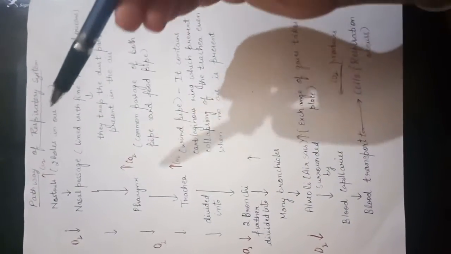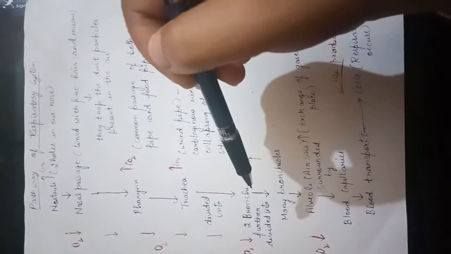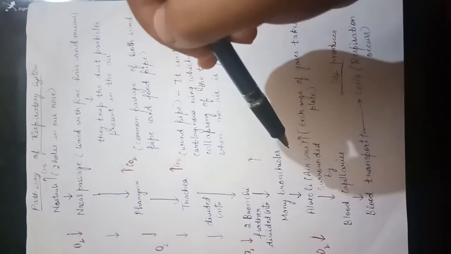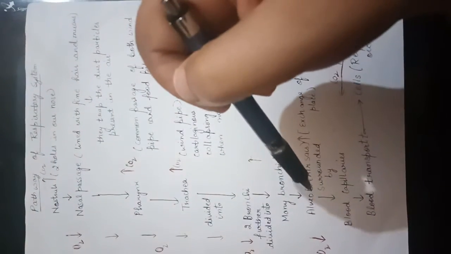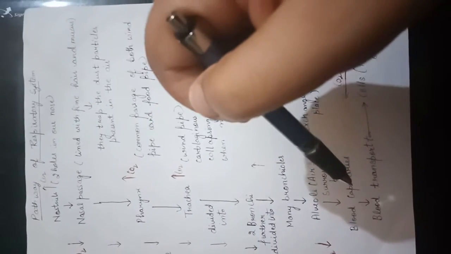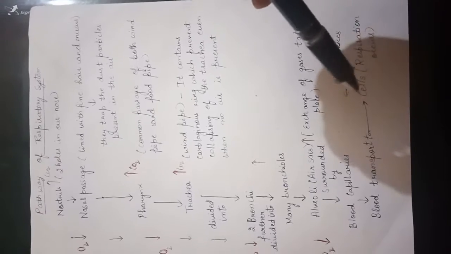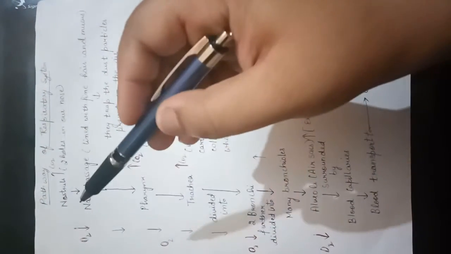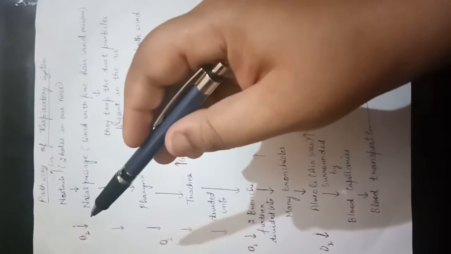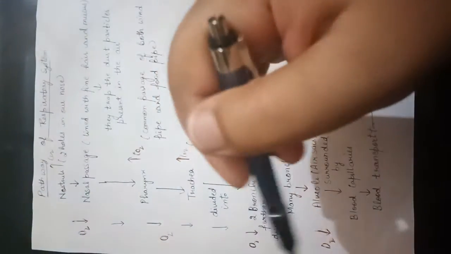Now this is showing the pathway of the respiratory system. It starts from the nostrils, nasal passage, pharynx, trachea, then it divides into two bronchi, then many bronchioles, then alveoli, blood capillaries, and then from the blood capillaries, the blood transports to the cells. Now what does it transport? It transports the oxygen. Okay, first of all, the oxygen is transported.